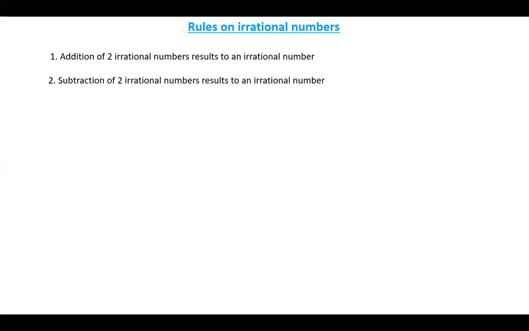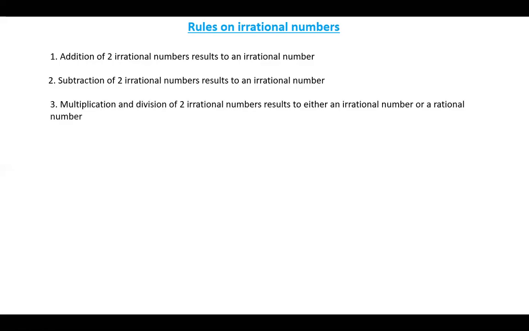Let us proceed. Rule number 3 says, when you multiply or divide two irrational numbers, the result will either be irrational or rational, depending on the kinds of numbers that you've been given to multiply or divide.